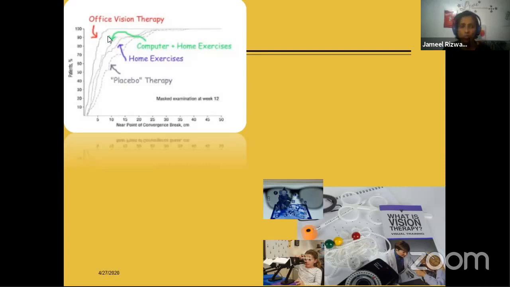And when you're doing this in-office vision therapy, what really happens is this. Okay, say when the patient does the therapy, the patient has to understand the blur, the double vision, the changing of the target size.